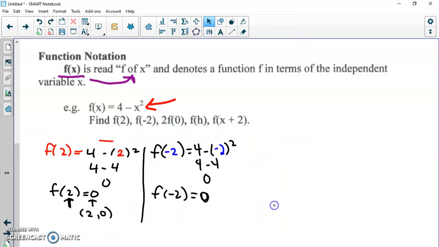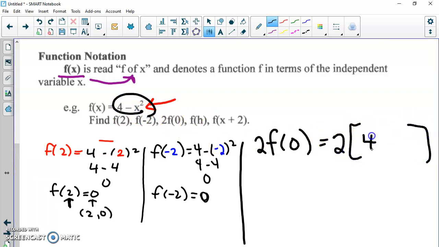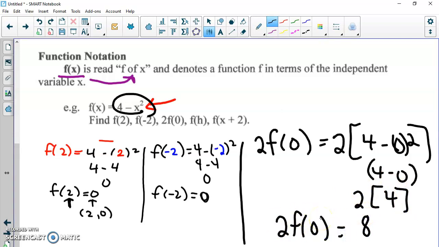Just making some room here. All right, 2 times f of 0. A lot of people get confused with this one. 2 times f of 0. That just means you are finding f of 0 and then multiplying your answer by 2. So f of 0 is 4 minus 0 squared. 4 minus 0 is 4. And 2 times that answer is 8. So 2 times f of 0 would be 8.